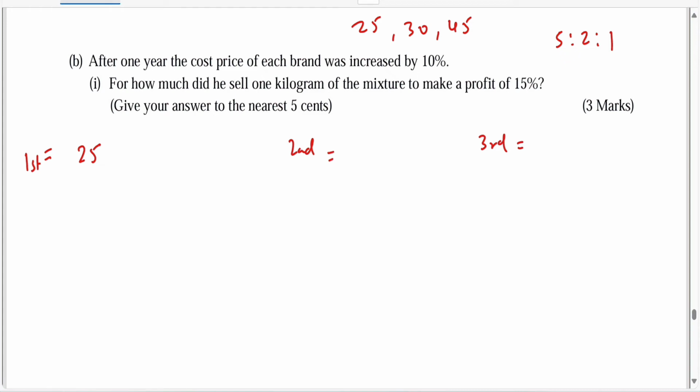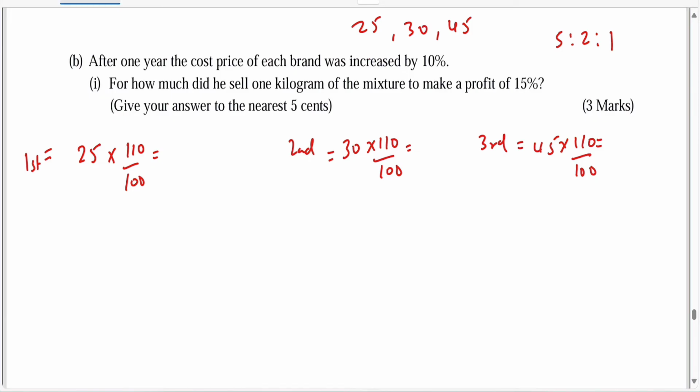So for the first brand ilikuwa ni 25. So since wataka iongezwe na 10%, so therefore utafuta ya 110%. And the second price was 30, ongeza na 110%. And the same thing hapo for the third one was 45, ongeza 110% by multiplying it by 110 over 100. So kila brand itatupa new price.